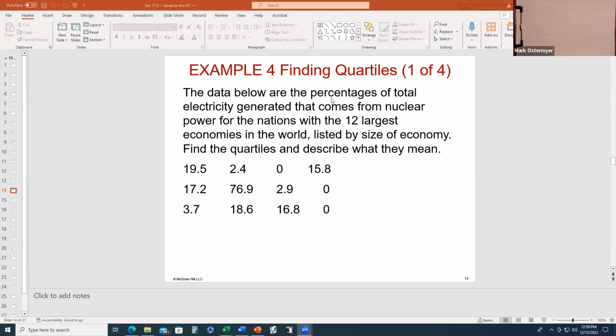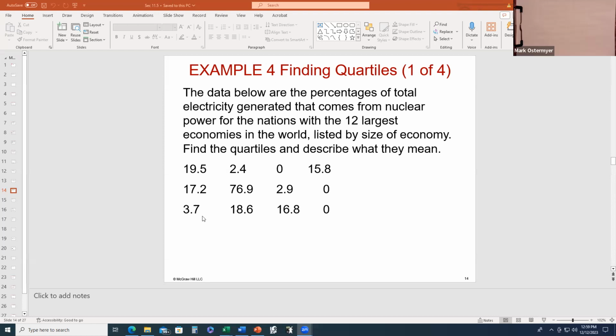The data is the percentages of total electricity generated globally, I would imagine, that comes from nuclear power for the nations with the 12 largest economies. So there's 12 observations in this data set representing the 12 largest economic countries in the world. And this is the percentage of the total nuclear power that comes from that particular country. So in other words, one country generated 76.9% of the global nuclear power.